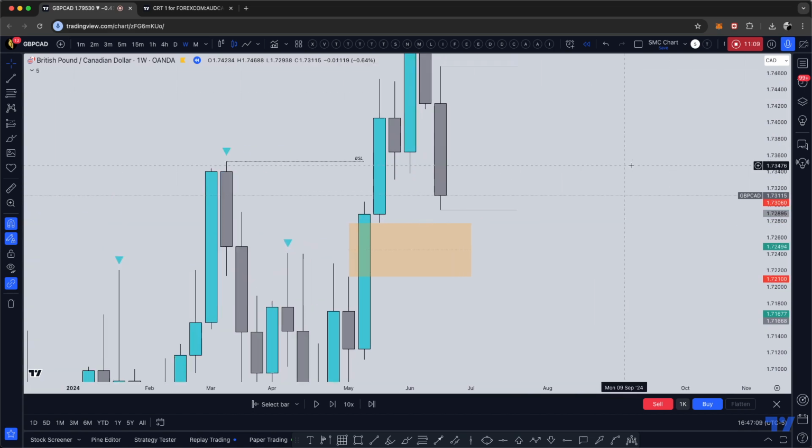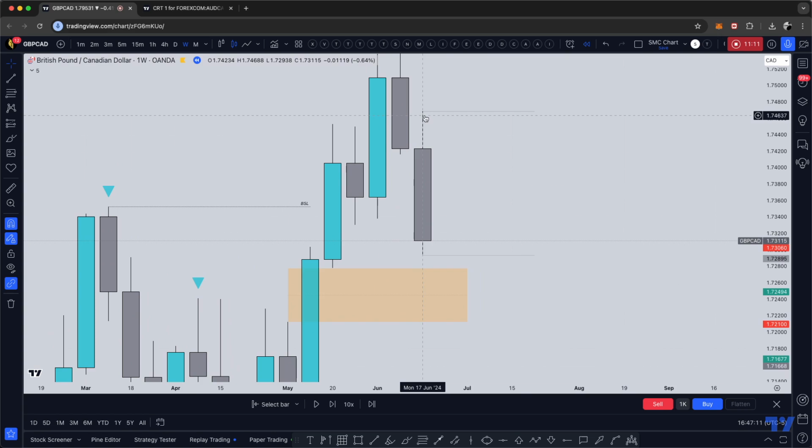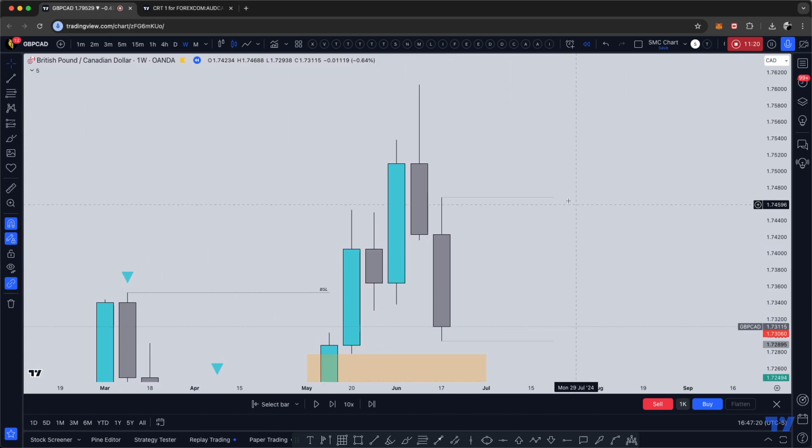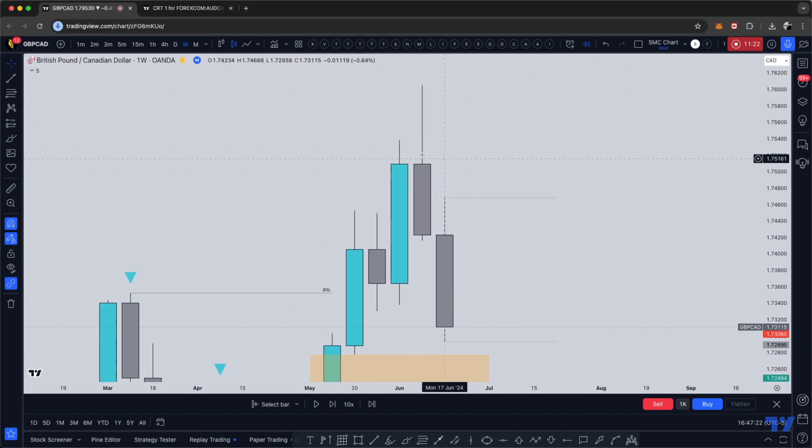Let's see. I'm going to mark up the range high. This is a weekly time frame. Look at this. Weekly time frame. High, low. By the way, we also had a candle range at the top. You see the price ended up taking this low.